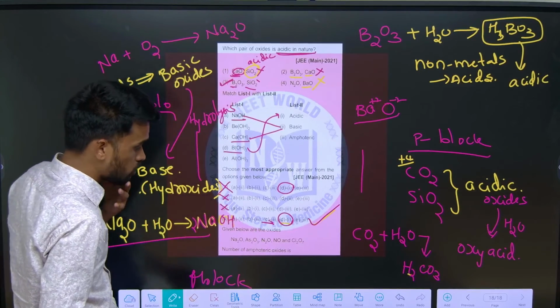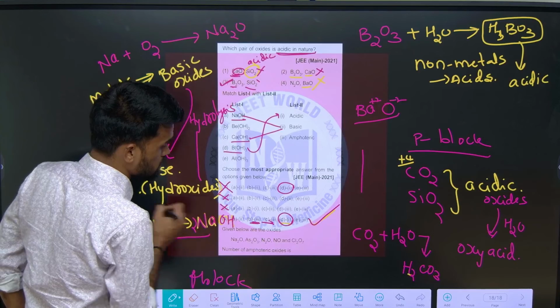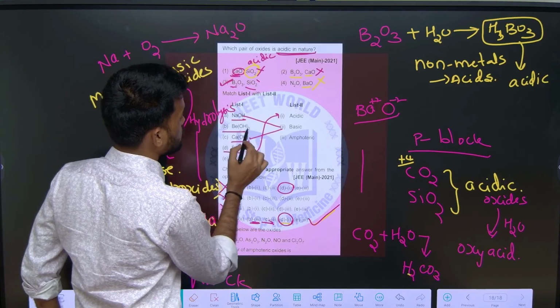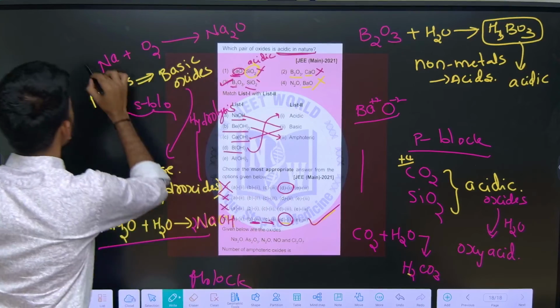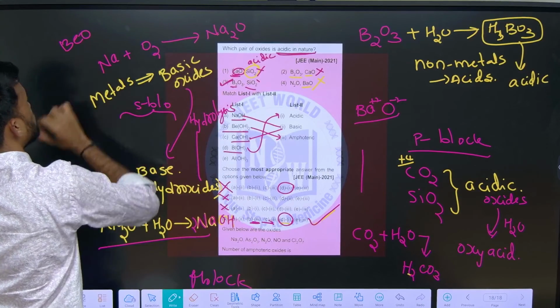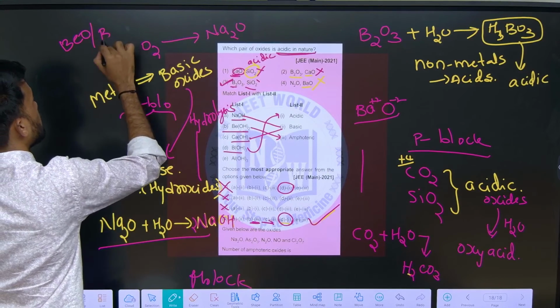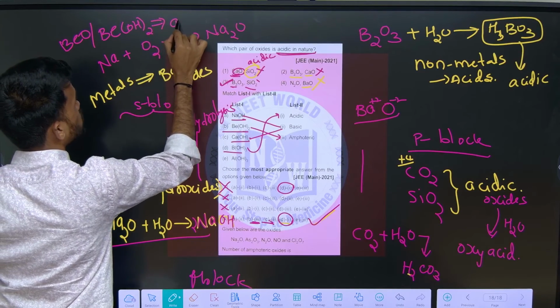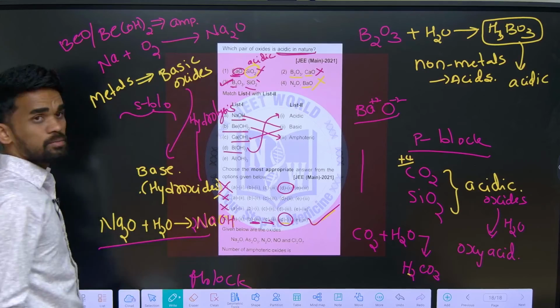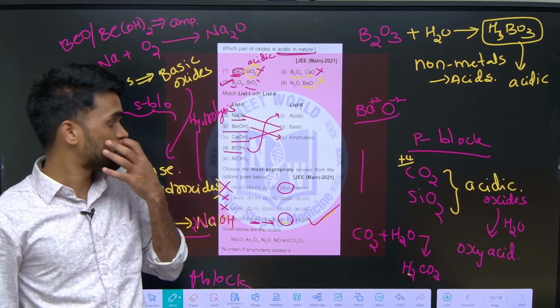One more thing, when it comes to the second B, beryllium hydroxide, they are saying it is amphoteric. Yes, beryllium forms an oxide and a hydroxide, and both are amphoteric. You should remember that.